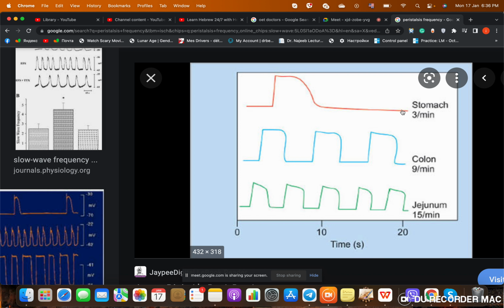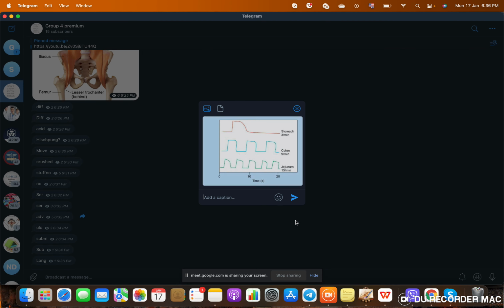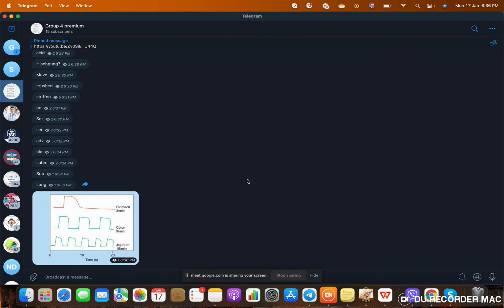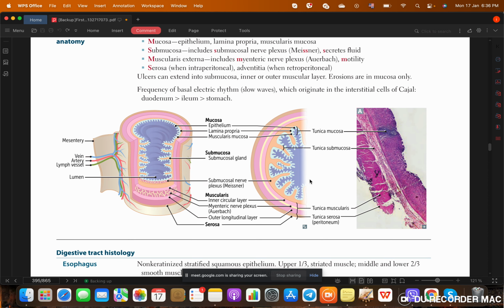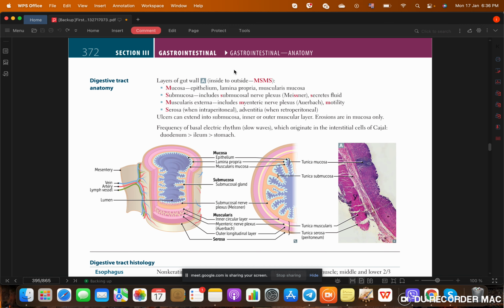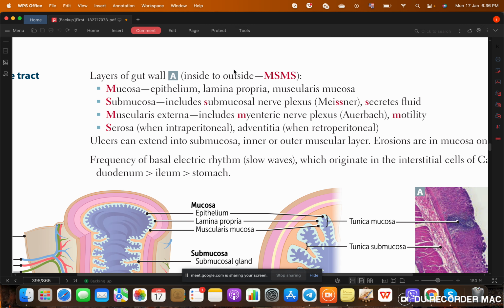So each of these works in a way that it will kick out the food the fastest it can. If we speak about the jejunum, it's really long, so it needs much more contraction to propagate the food or whatever it has in it forward. The colon is shorter, so it needs fewer contractions, and the stomach is the shortest, so it needs the least contractions.